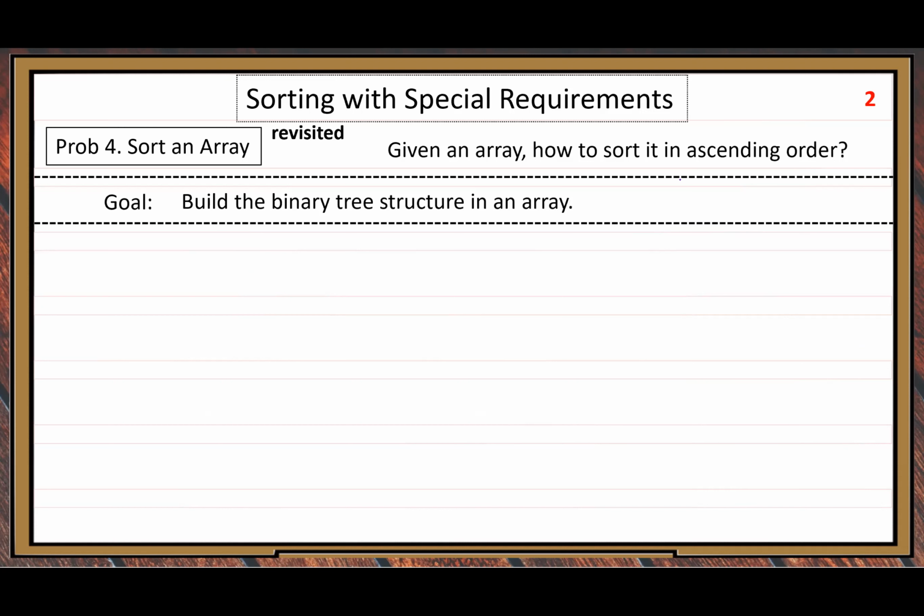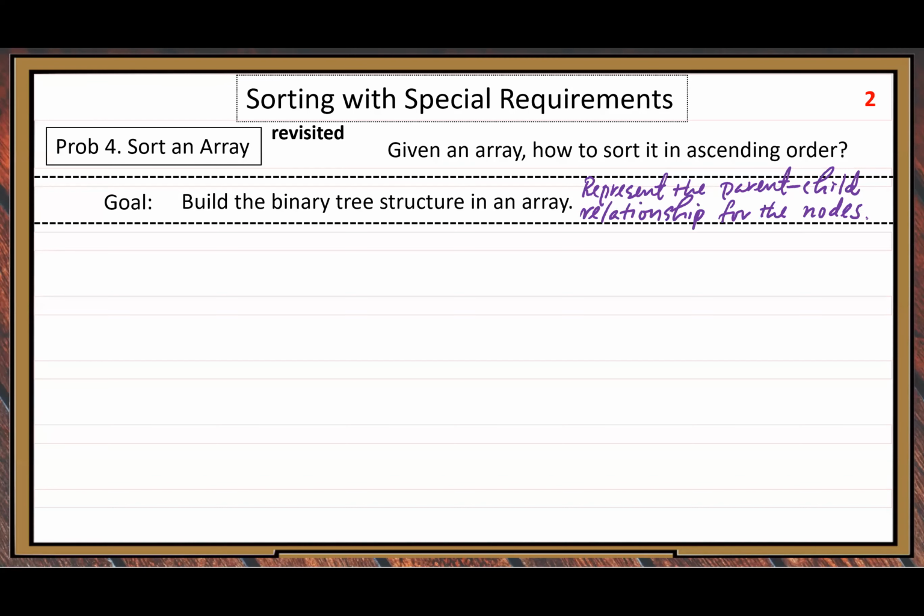So to answer that question, we only need one key property here. So that is represent the parent-child relationship for the nodes.